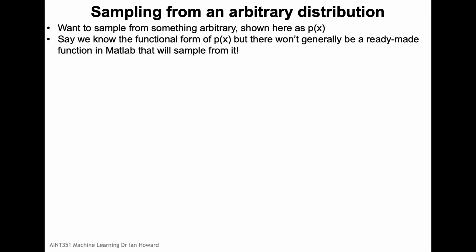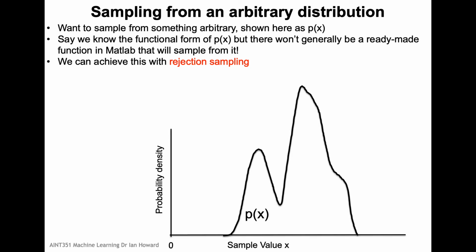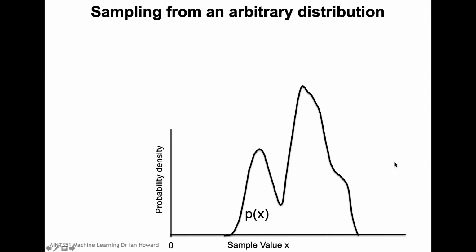Let's think about sampling from an arbitrary distribution. We're going to call it P of X. And like I said, there won't generally be a ready-made function that does this. So imagine we've got a function that looks like that, and we want to sample from this thing, and it's not a Gaussian, it's not uniform. How can we go about that?